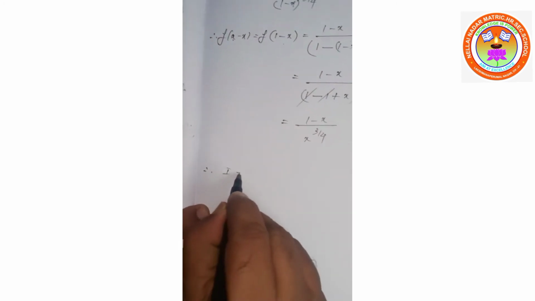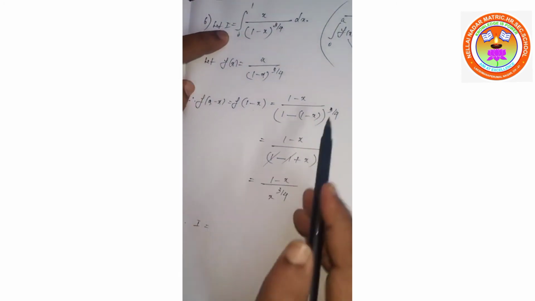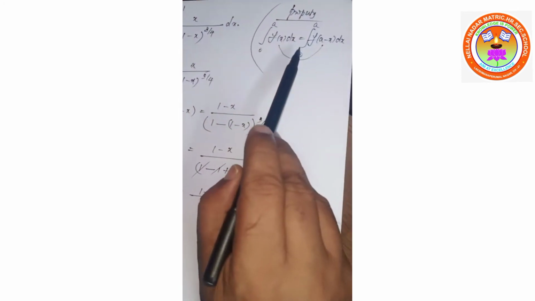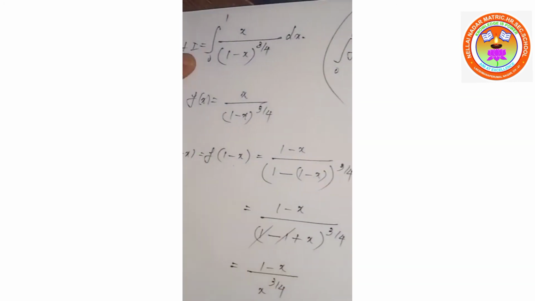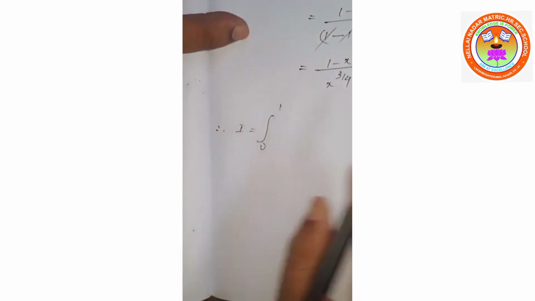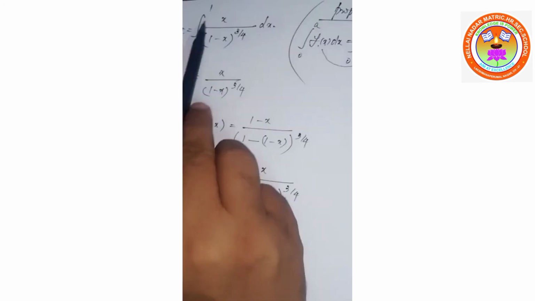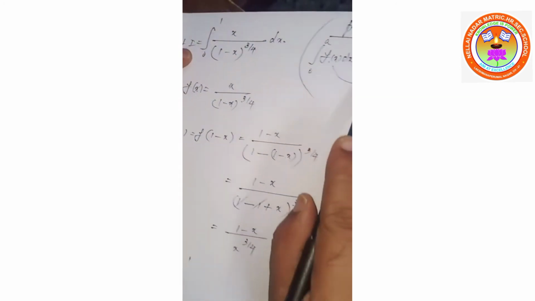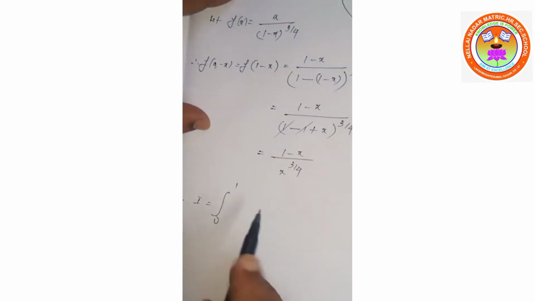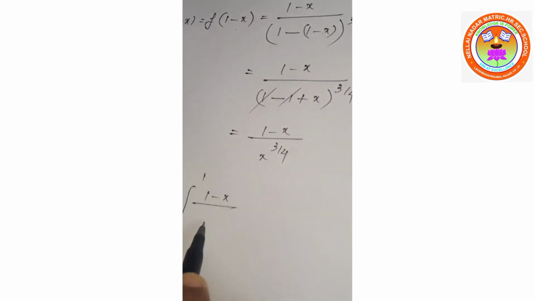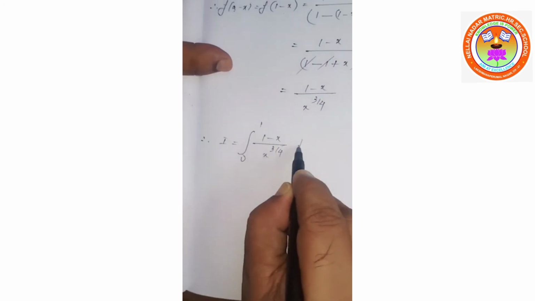Therefore I equals, look at the right hand side of the property: left hand side 0 to a, right hand side also 0 to a. Therefore 0 to 1 becomes 0 to 1, same limits. f of x becomes f of a minus x. What is f of a minus x? Here it is: (1 minus x) divided by x, whole power 3 by 4, into dx.